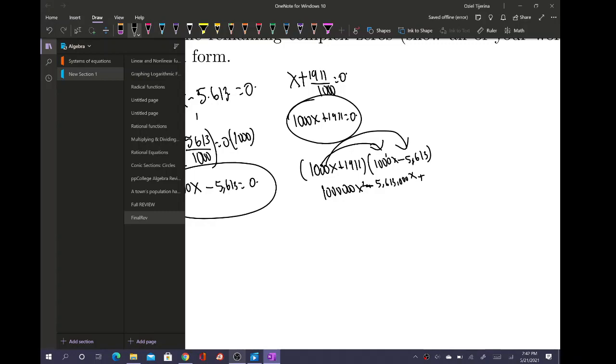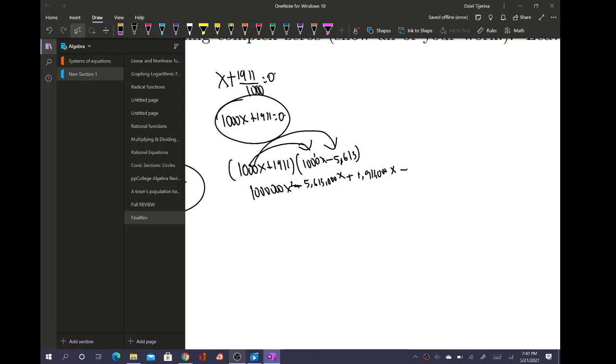And then you would do 1911 times 1,000. So it'd be 1,911,000 x, and then minus 1911 times 5,613, which is minus 10,726,443. Now, yes, this is a very large quantity.